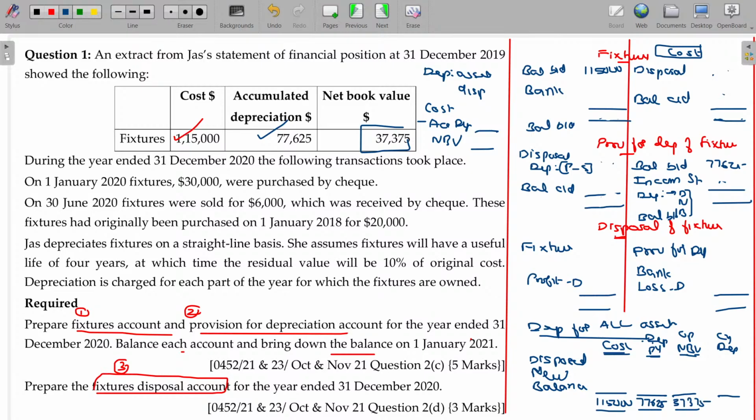You finish up writing this. Okay. During the year ended 31st December 2020, the following transactions took place. On 1st January 2020, fixtures of 30,000 were purchased by check. So a new fixture was purchased on 1st January 2020, the value being 30,000.